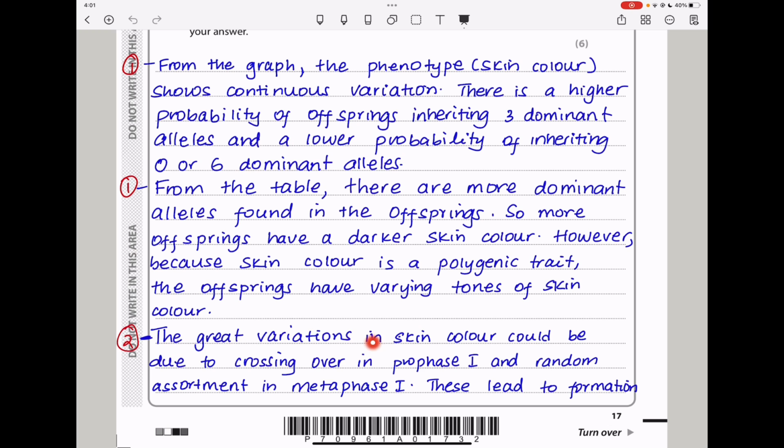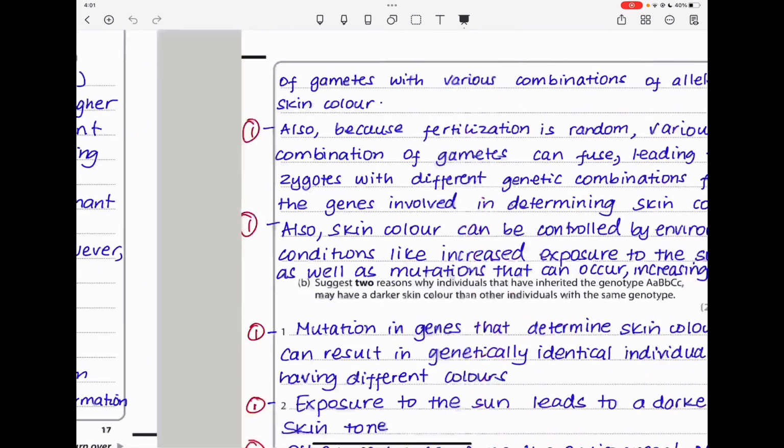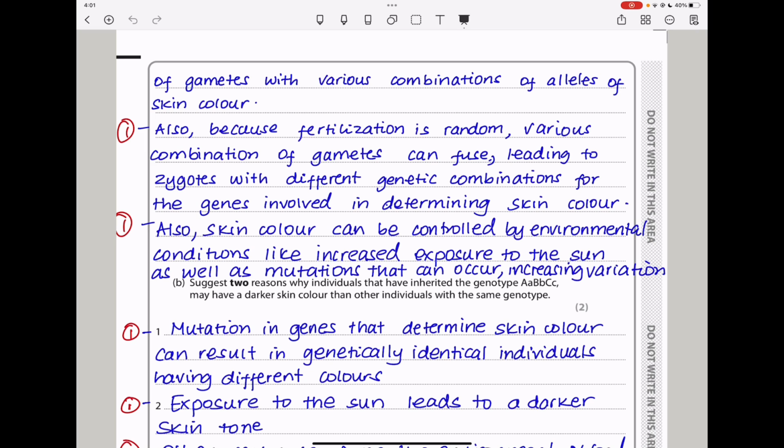Then I say the great variations in skin color could be due to crossing over in prophase 1 and random assortment of metaphase 1. And this leads to formation of gametes with various combinations of alleles of the skin color. Here you have to remember that in prophase 1, there is crossing over, and that causes sharing of specific genes between non-sister chromatids. Also, the random assortment occurs and various combinations could result out of that. Also, because fertilization is random, various combinations of gametes can fuse, leading to zygotes with different genetic combinations for the genes involved in determining skin color.